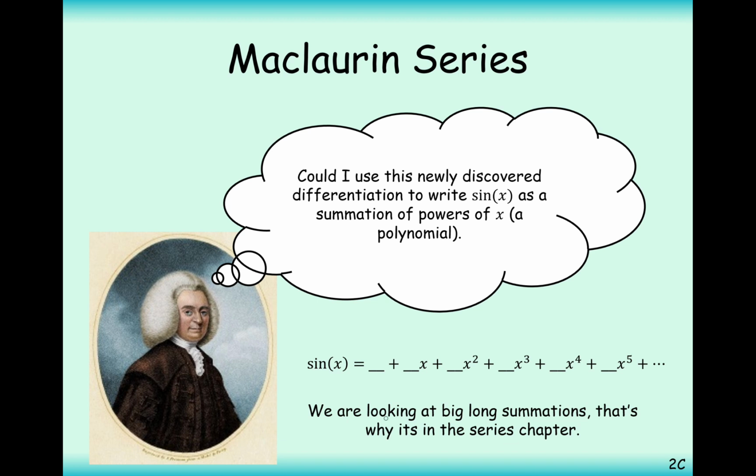So what we're looking at here is a big long summation of polynomials. That's why this chapter is in the series chapter. So it's called Maclaurin series because it was Colin Maclaurin that invented it, and it's a series or an addition, maybe a subtraction. These numbers that are in front of x or x squared or x cubed could be negative, so it could be a subtraction of powers of x.